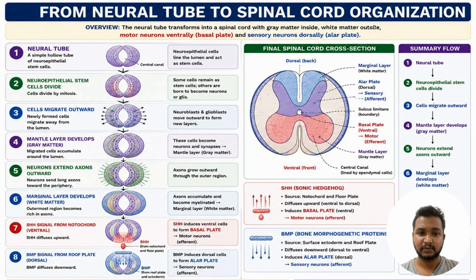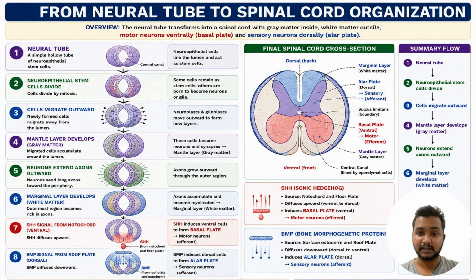Finally, if we look at the mature spinal cord, everything falls into place. The gray matter occupies the center in its characteristic butterfly shape. The white matter surrounds it. The dorsal horn is sensory, the ventral horn is motor, and the central canal is the remnant of the original cavity of the neural tube.